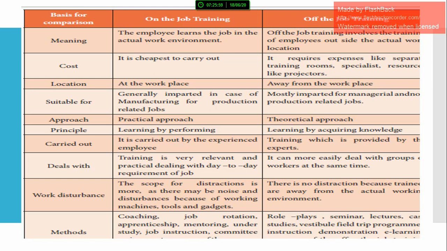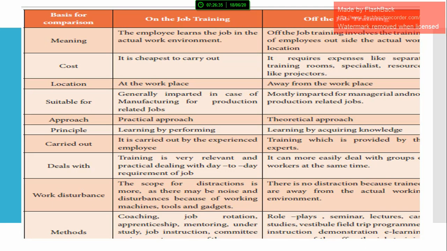On the job training is very relevant and practical, dealing with the day-to-day requirements of the job. Off the job training can more easily deal with a group of workers at the same time. Regarding work disturbance, in on the job training there is disturbance and noise, because the day-to-day work is already going on in the working place, so it disturbs the training. In off the job training there is no distraction, because the trainee is away from the working environment.